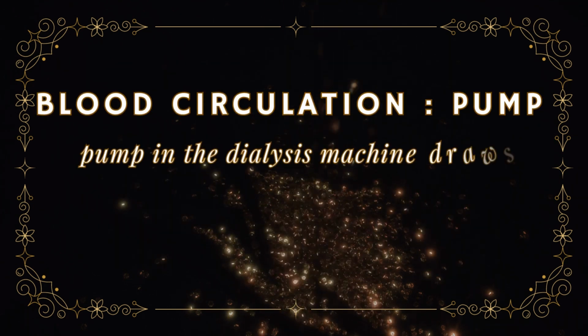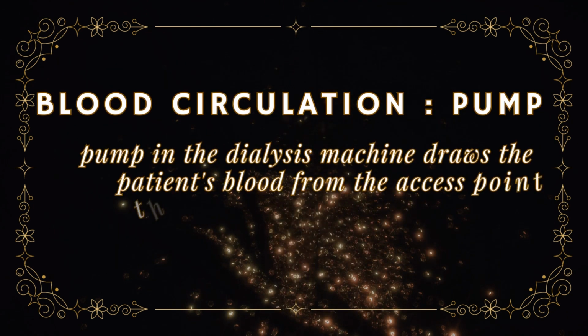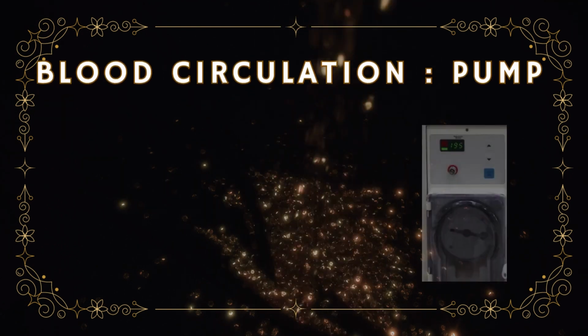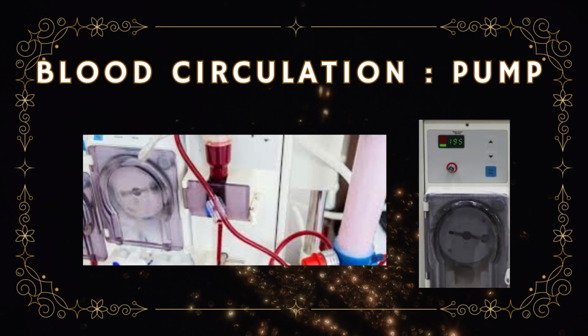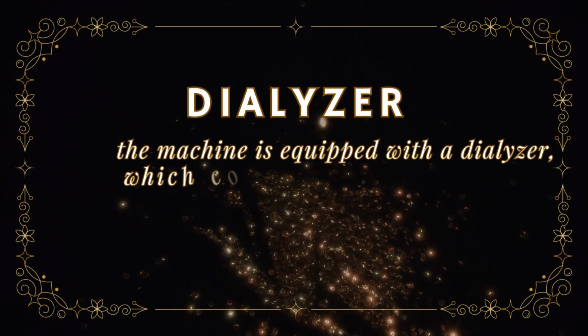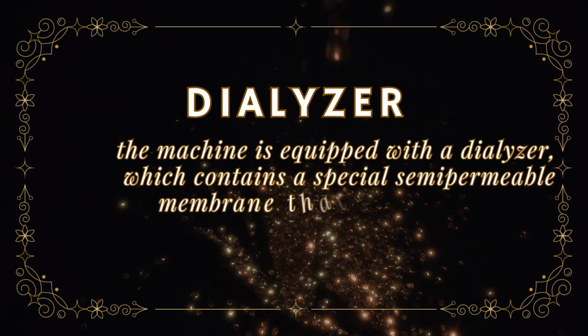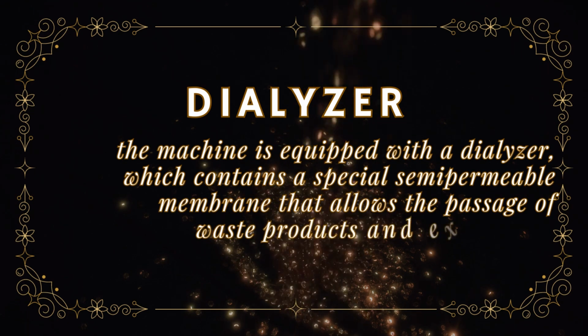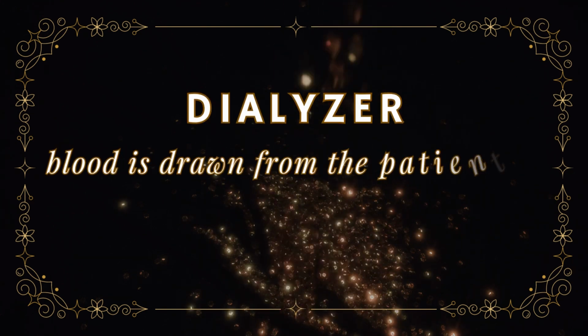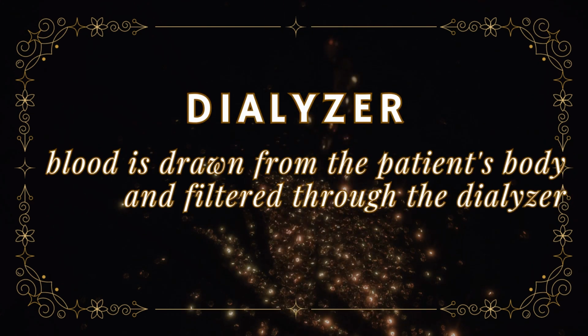There is a pump in the dialysis machine, which helps draw the patient's blood from the access point through the tubing and into the dialyzer. The dialysis machine is equipped with a dialyzer which contains a special semi-permeable membrane that allows the passage of waste products and excess fluids. So the blood drawn from the patient's body is filtered through the dialyzer.